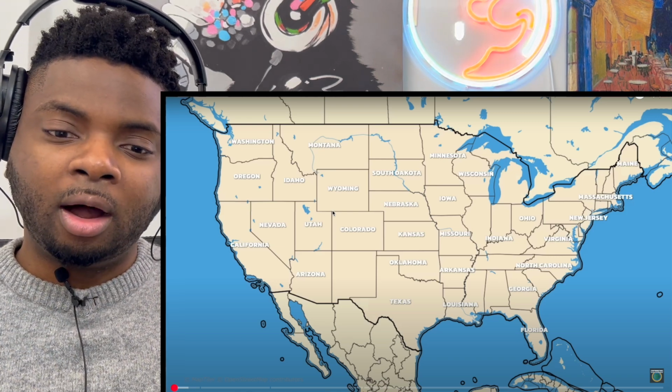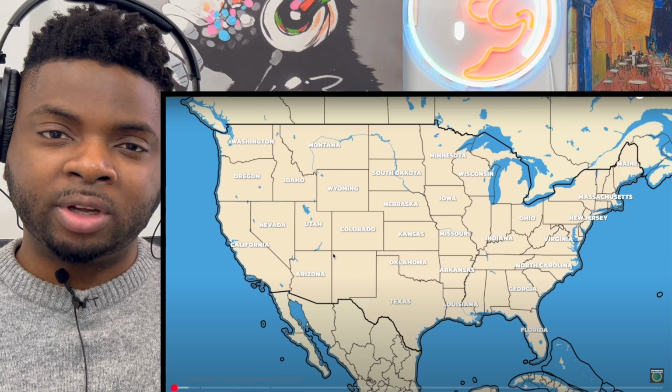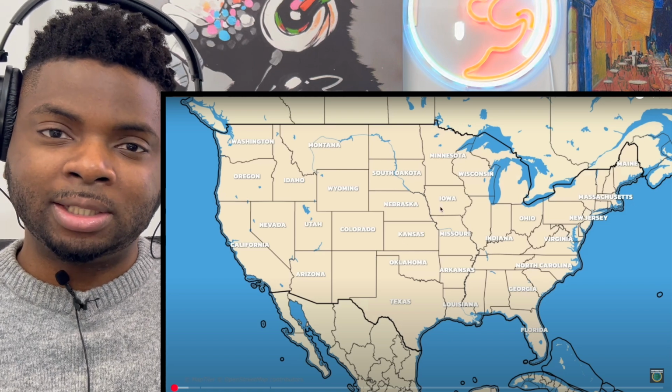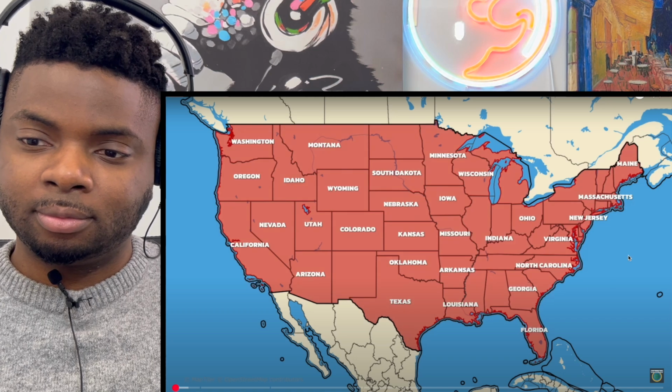Why are the borders a bone of contention? Because he's not the first person I've heard say this about the United States and its borders. What's going on here? The United States is a mess.